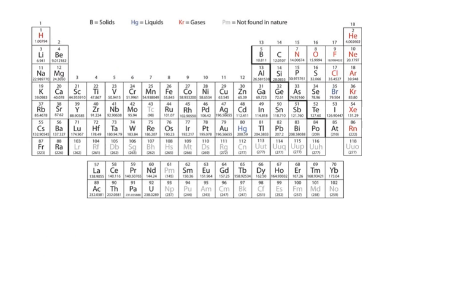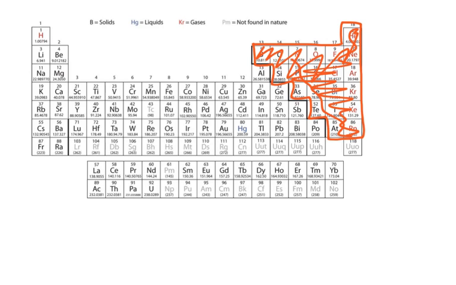When looking at a periodic table, you can tell the nonmetals from the metals because everything to the right of the staircase is a nonmetal. So all of those guys that I've outlined there are nonmetals. So in these type 3 compounds, you're only going to be seeing those elements.